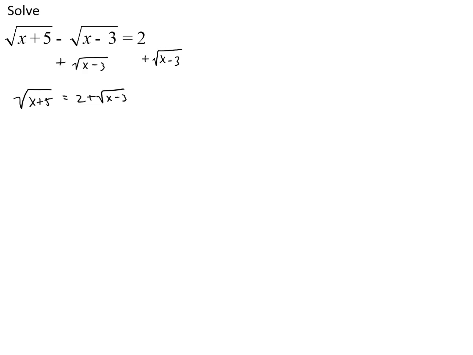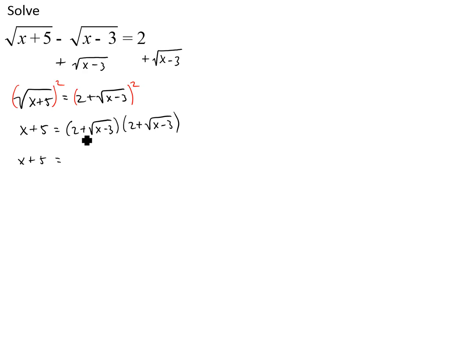So now to get rid of that square root on the x plus 5, we're going to square both sides. Squaring both sides leaves us just with that x plus 5 on the left. Now on the right, we're going to have to multiply that entire expression by itself. So we're going to need to FOIL that.